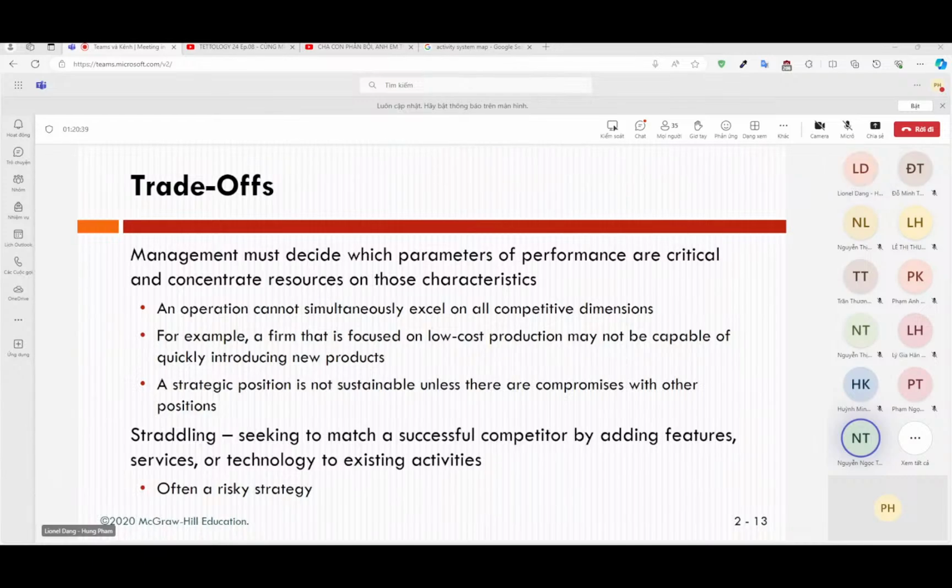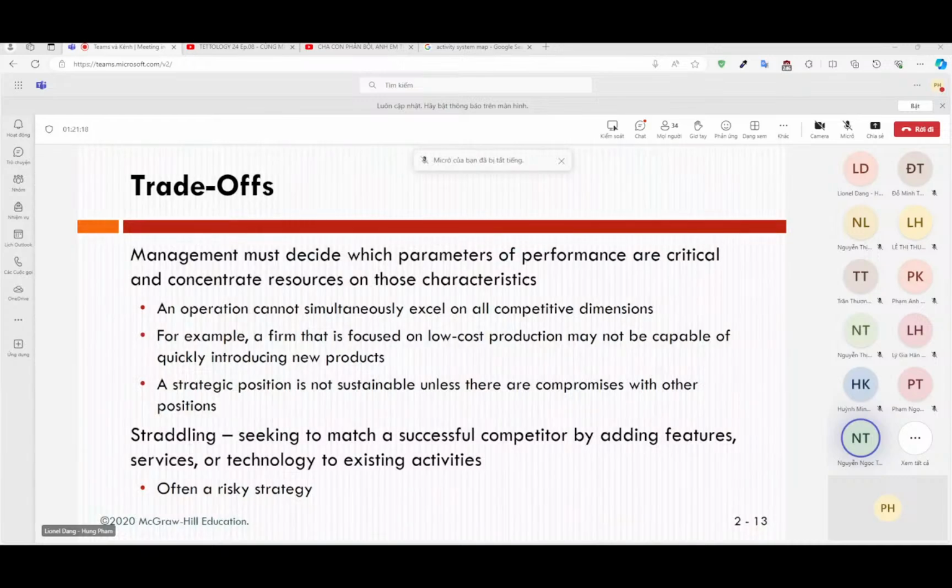So, for example, if a company focused on fast producing a product to beat the competitors, they might have to give up on the quality of the product because they don't have time for product testing or market testing. Or if a company is focused on low cost production, they will not be able to introduce innovative products or new products, because they don't have the R&D investment.